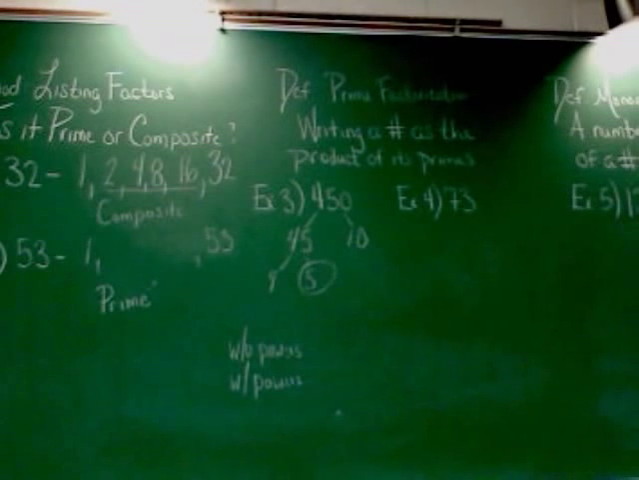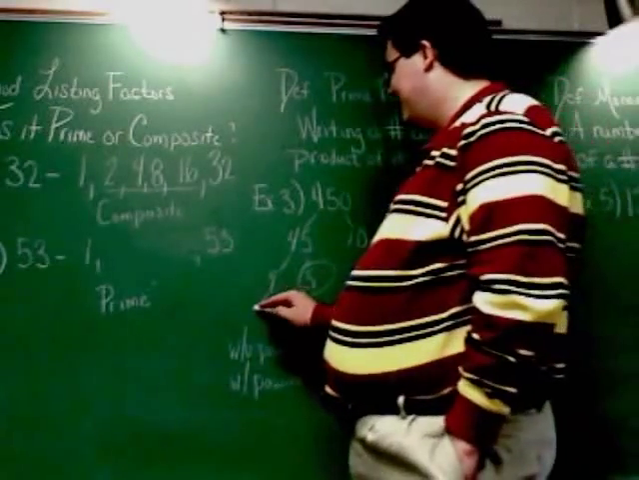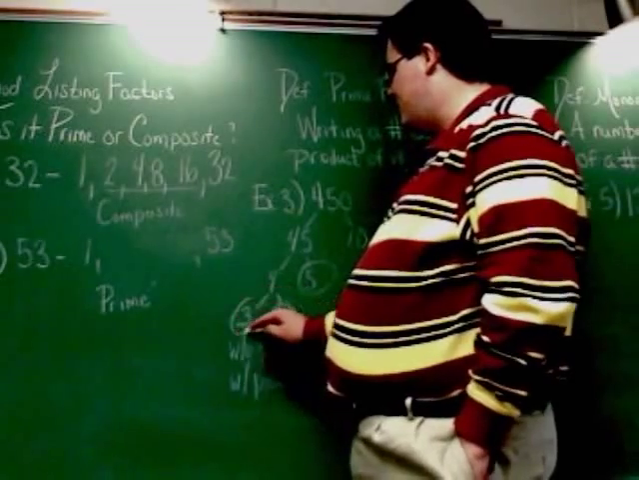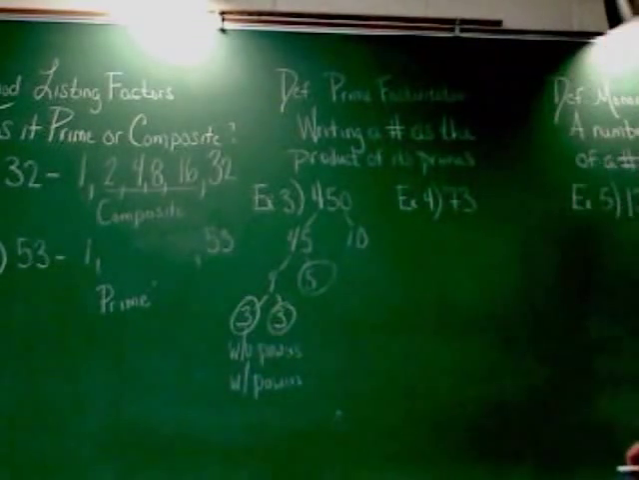All right, write down 9. There's only one way to make 9 other than 1 and 9. 3 and 3. Wow, that's a good answer. And 3 is a prime number, so that branch is done.